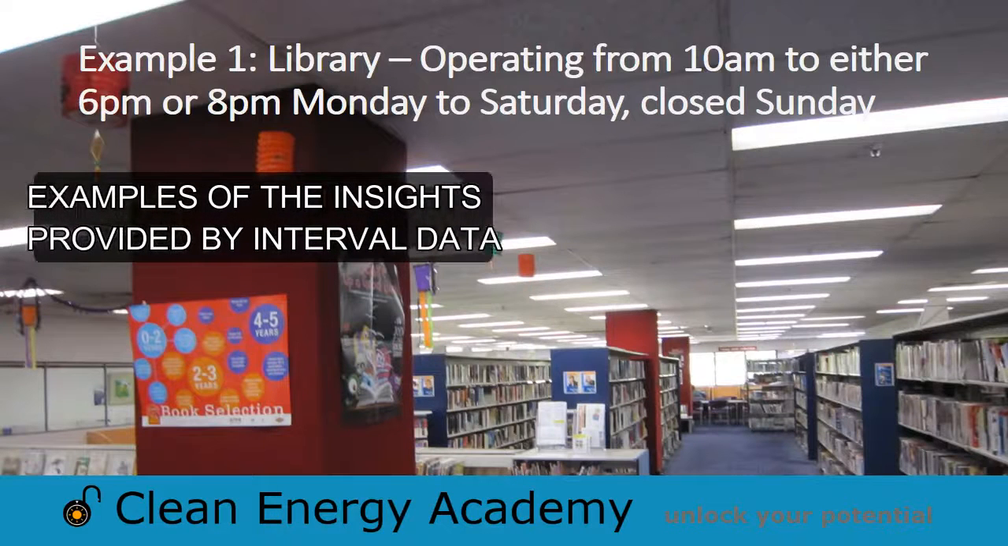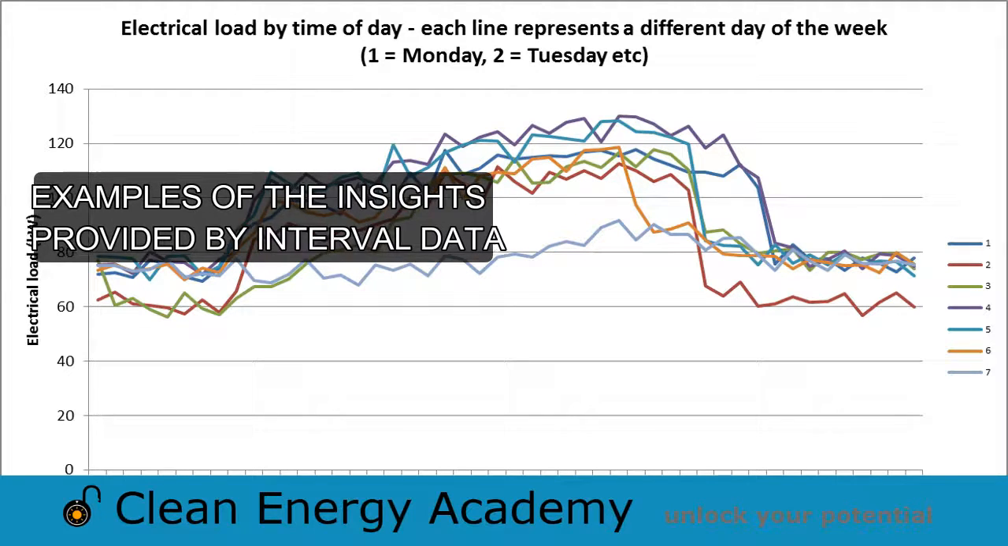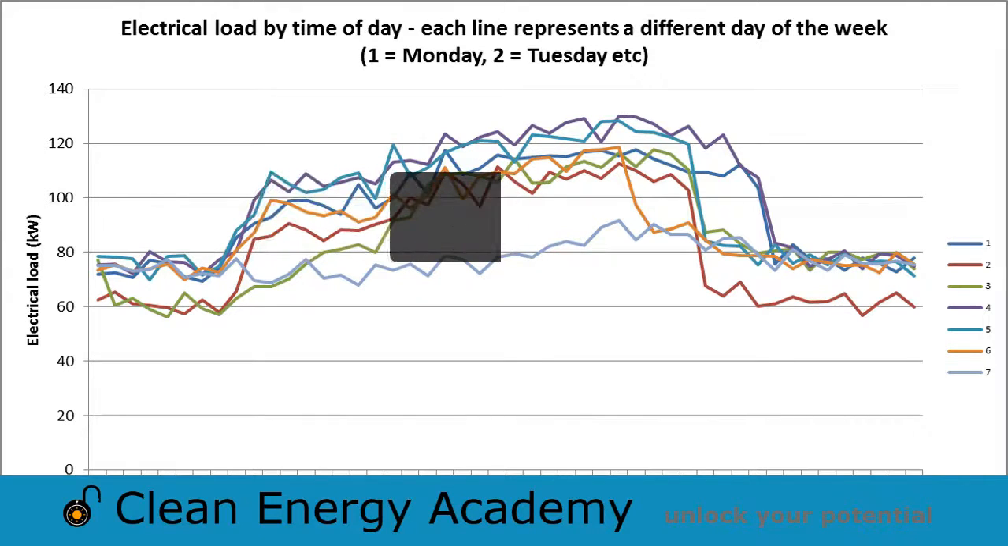First example: a library, which operates from 10 AM most mornings to either 6 PM or 8 PM Monday to Saturday and is closed on Sundays. This graph shows consumption over 7 different days from Monday through to a Sunday. Each line on the graph represents one day of the week, and on the x-axis you can see the time of day. It's immediately obvious from these load profiles that there is a lot of out-of-hours usage.